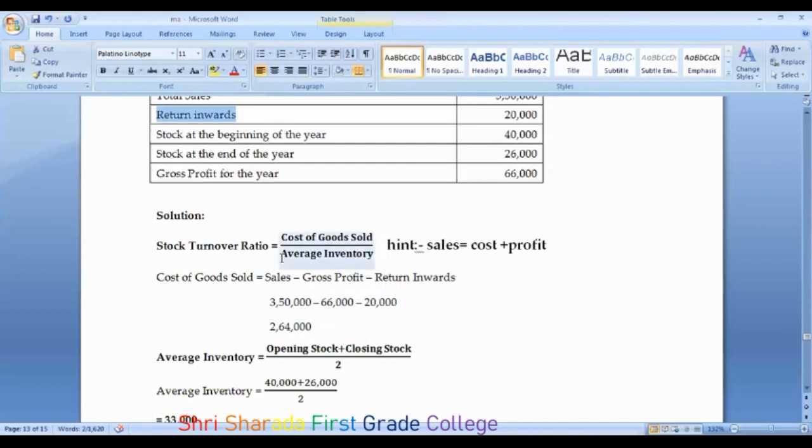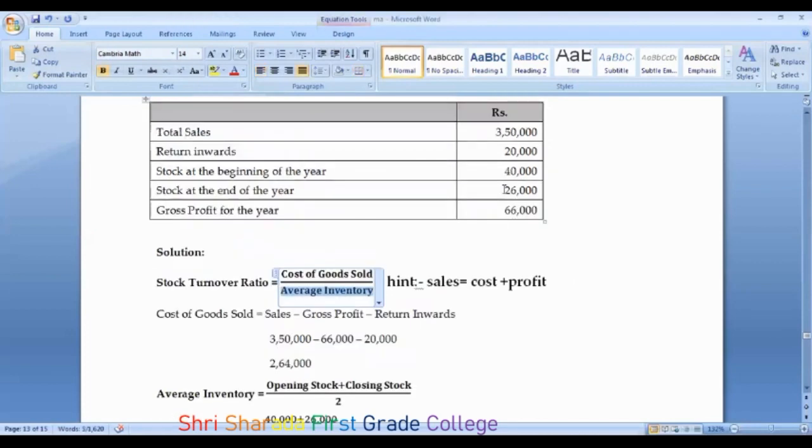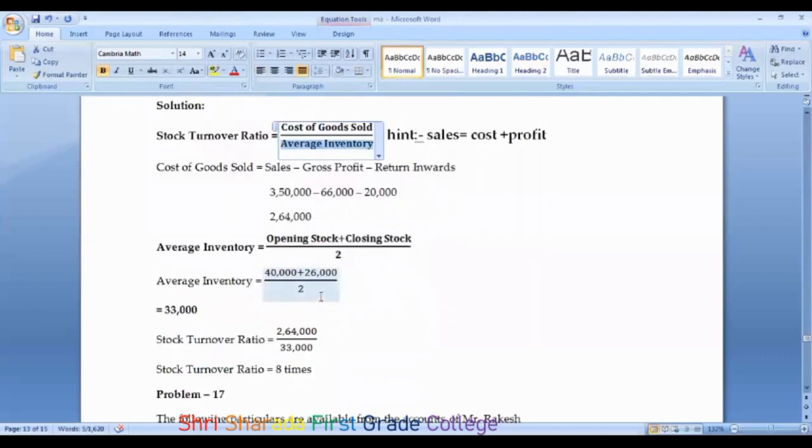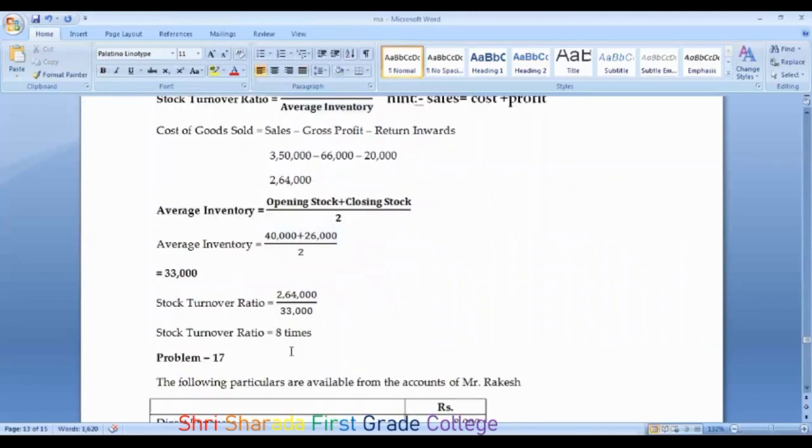Next is to find the average inventory. There is an opening stock as well as the closing stock, which will be divided by 2 to get the average inventory as 33,000. So divide the cost of goods sold by the average inventory. Always remember the stock turnover ratio should be represented based on the number of times it occurs. It should be represented in times only.